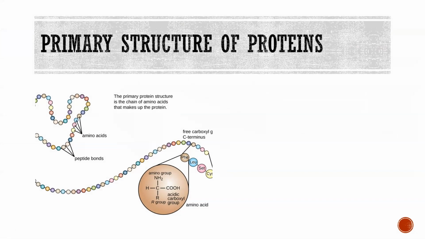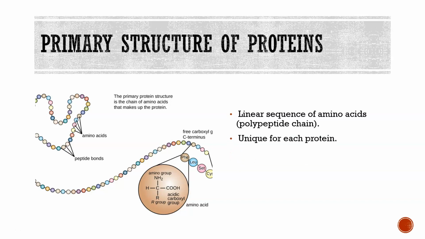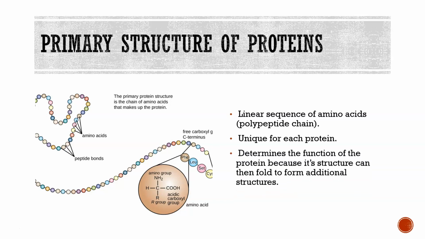Alrighty, the primary structure of proteins. This is the linear sequence of the amino acids, okay? So that polypeptide chain. It's unique for each protein. The order of those amino acids will be unique for each protein, and that's what makes each protein each protein. It determines the function of the protein because it's the structure that then determines the shape and all those folds.